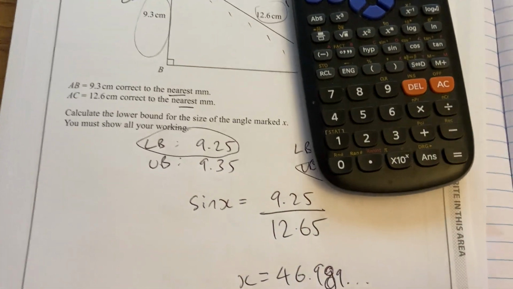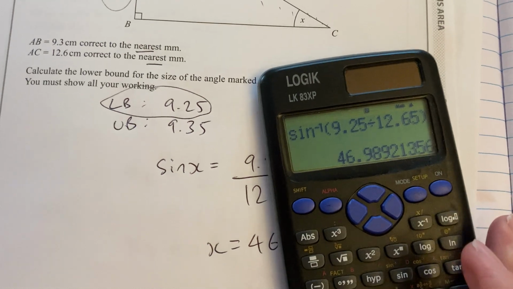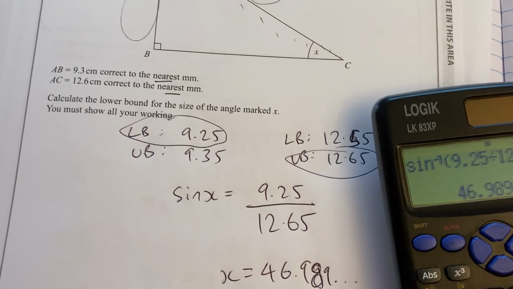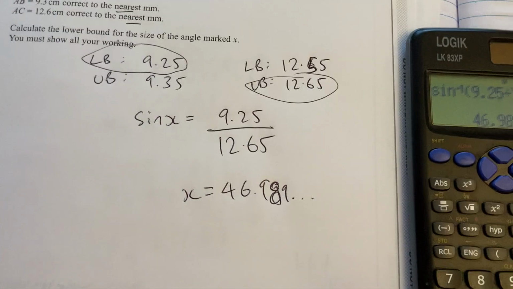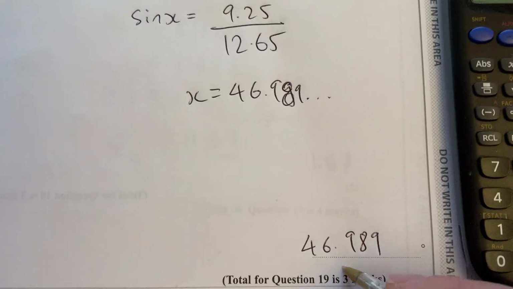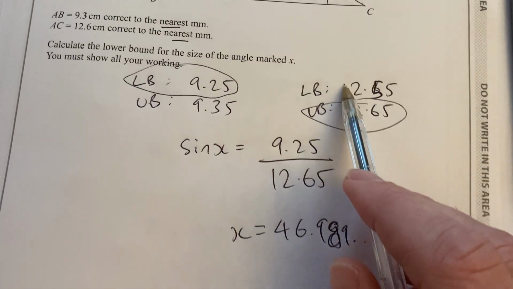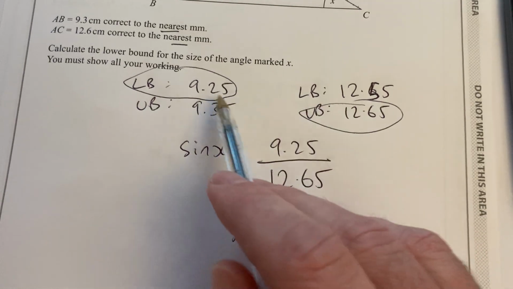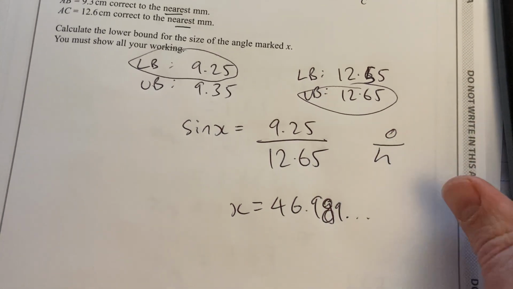989 as x there. Now they've told us to show all the working, so I can leave that as 46.989 there as my final answer. And if you wanted to check that that is the smallest, well, try the other combinations of the upper bound and lower bound, and you'll see that you want the O over H, the numerator, to be as small as possible.